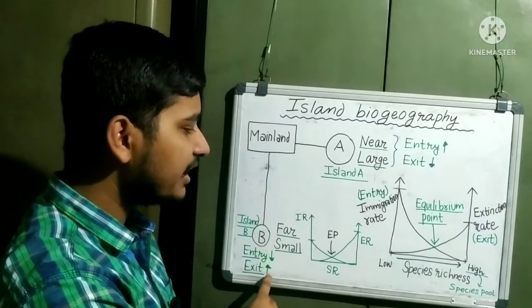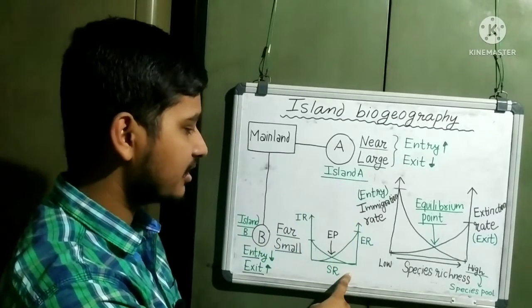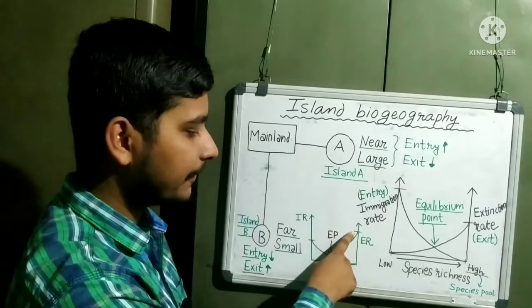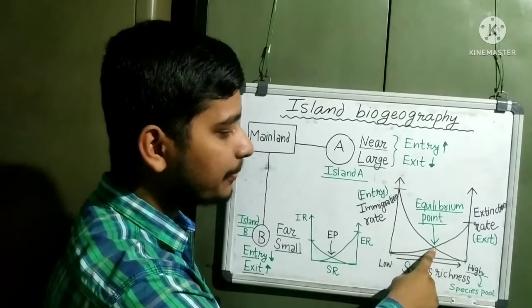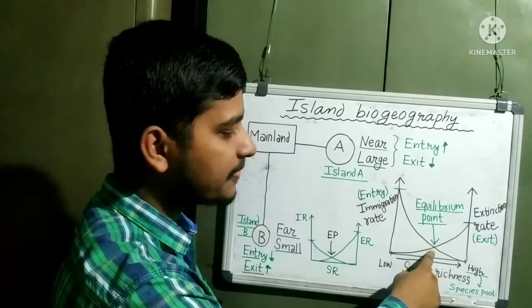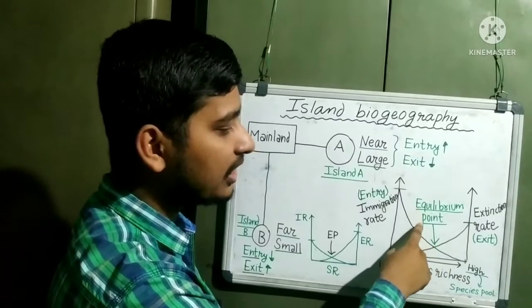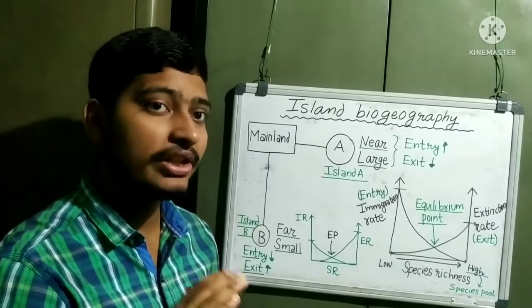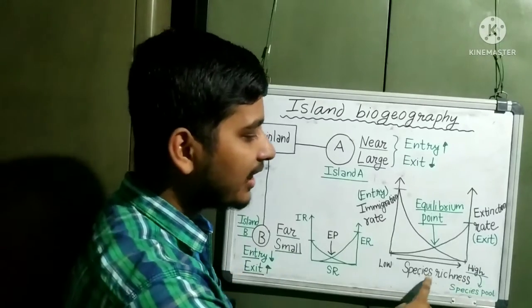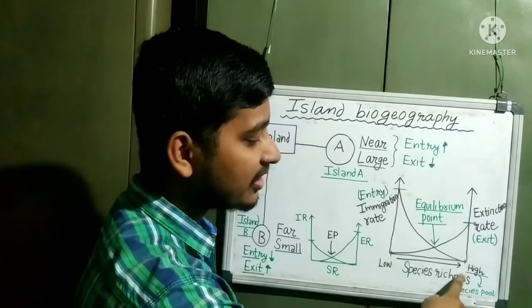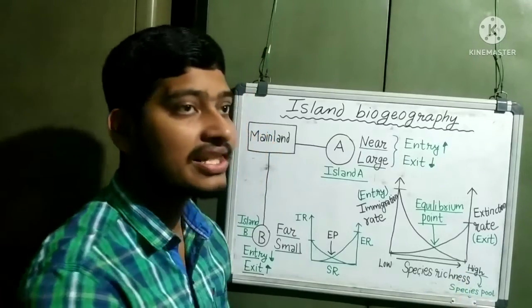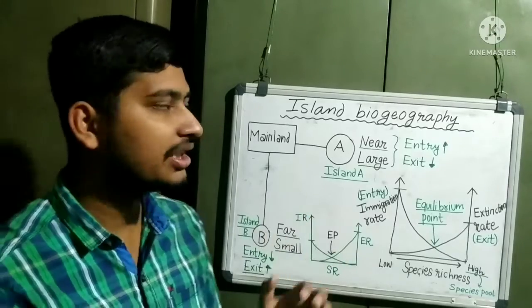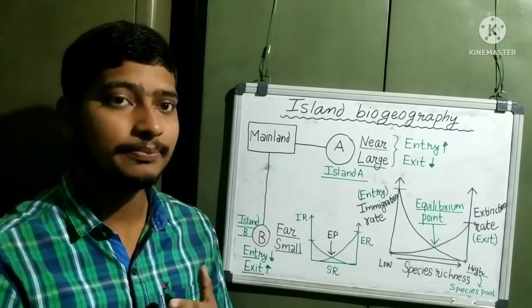For island B, the graph will be like this. Here the entry is low and exit is high. The point where these two curves meet is the equilibrium point, where the entry rate and exit rate are equal. And the high species richness denotes the size of the species pool. So I hope you got the concept completely.